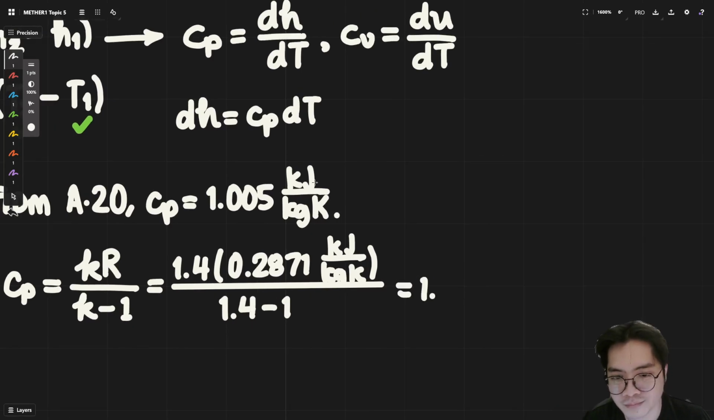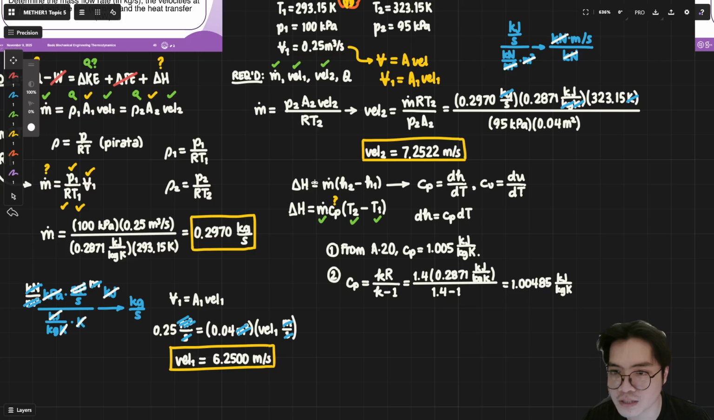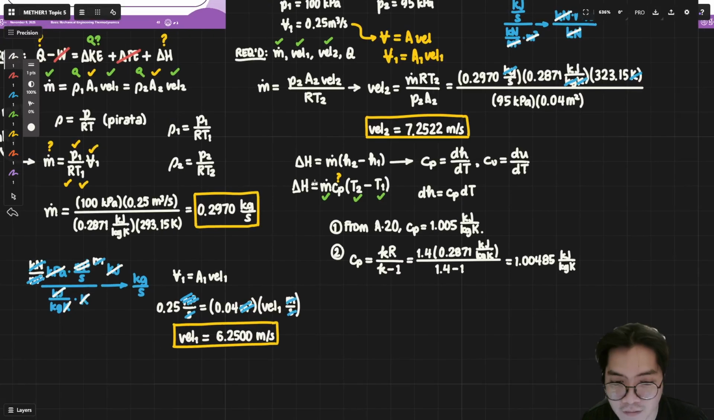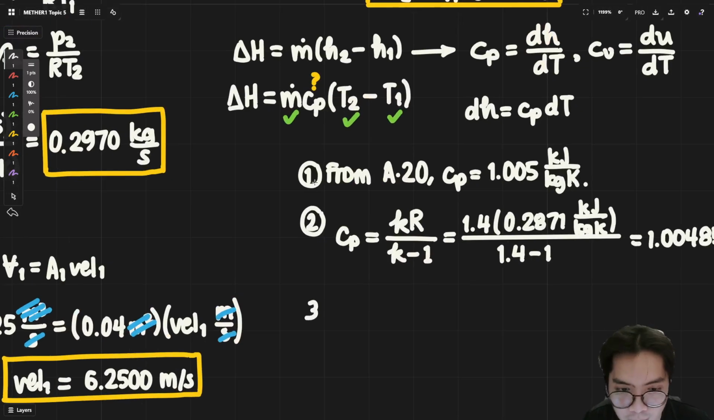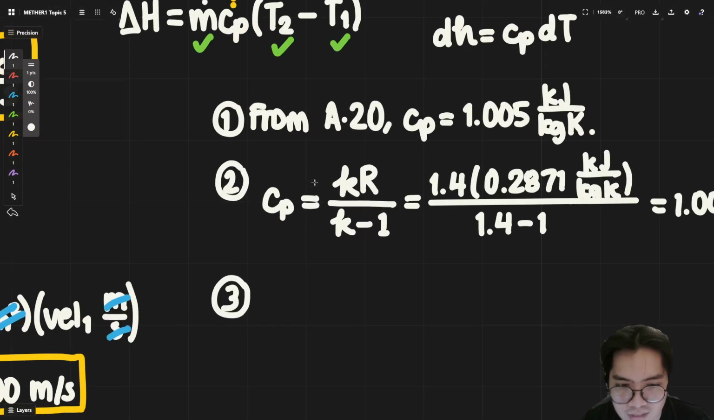Wow. And I say wow sarcastically because notice that there is not much of a difference between your 1.005 and your 1.00485. The third person might say, you know what, you guys are all stupid. You can just memorize the value of Cp of air.